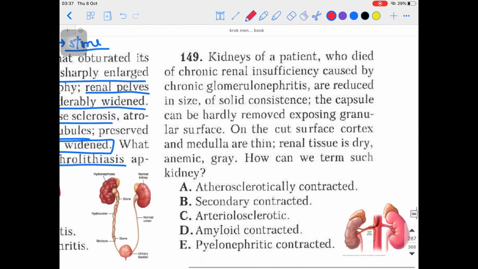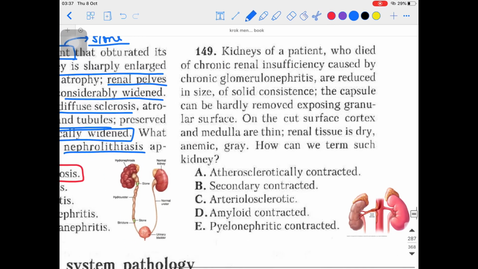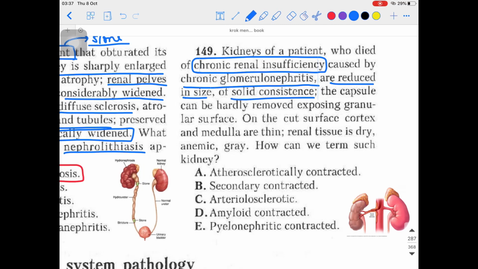Moving on, next question. Kidneys of a patient who died of chronic renal insufficiency caused by chronic glomerulonephritis are reduced in size and of solid consistence. The capsule can hardly be removed, exposing a granular surface. On the cut surface, cortex and medulla are thin, renal tissue is dry, anemic and gray.